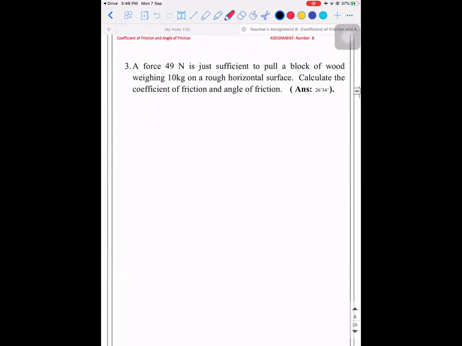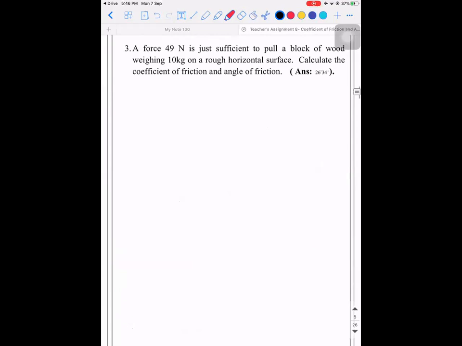Next question, see. So there is a force of 49 Newton, which is just sufficient. So what do you mean by just sufficient?